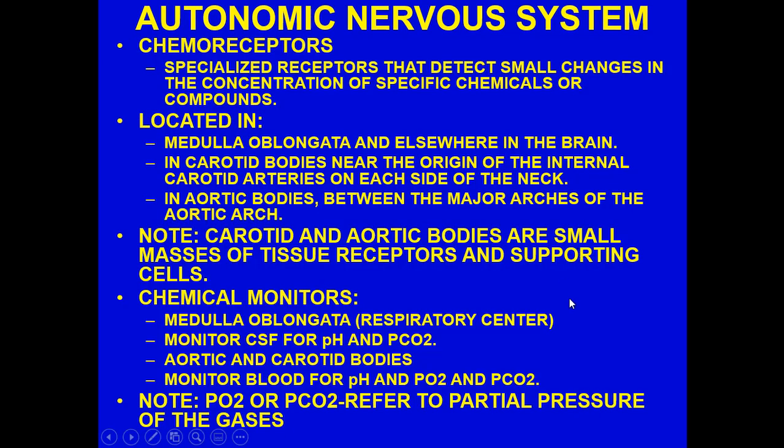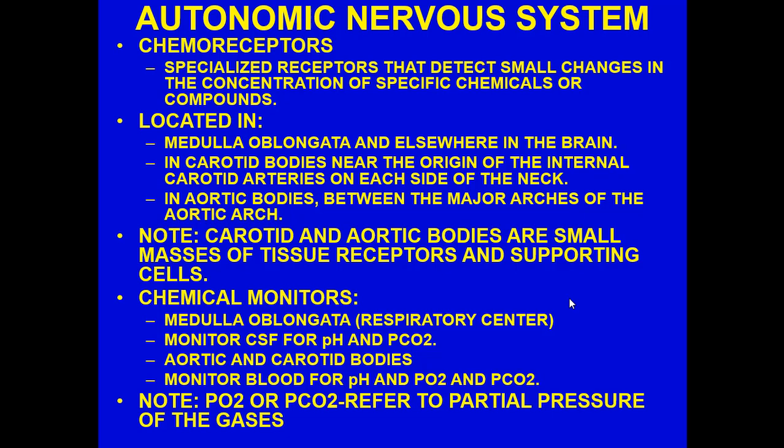Now, what about chemoreceptors? These are very specialized receptors. They detect small changes in concentration of specific chemicals or compounds. So where are they located? The medulla oblongata. Some of them are also in other places in the brain, in the carotid bodies, near the origin of the internal carotid arteries on each side of the neck, in the aortic bodies, between the major arches of the aortic arch.